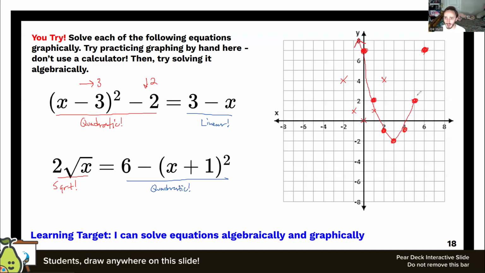So I've got my quadratic graphed, and what I'm now going to do is the same process for graphing that blue function, 3 minus x, which is linear. My y-intercept in this case is 3, and my slope is just negative 1. So that one's maybe a little bit easier to graph.